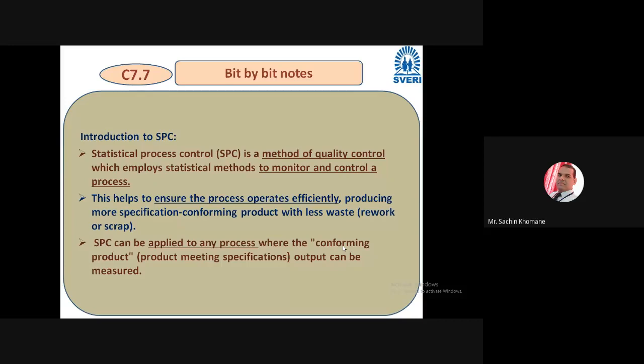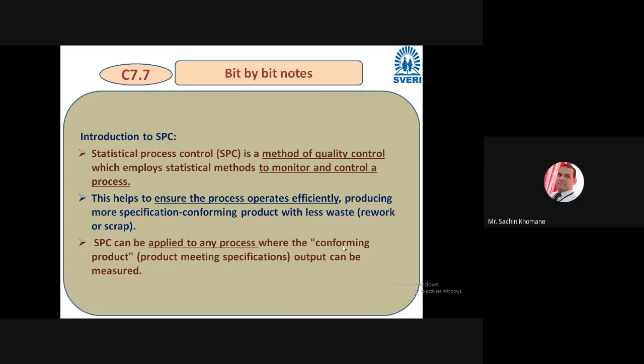SPC can be applied to any process where the conforming product meets specification. Conforming product means what? We have seen conformance of product in, I think, the fifth chapter. A product is meeting the specification, whatever the customer is demanding. So if you are producing the same thing, then we say we are conforming the product.